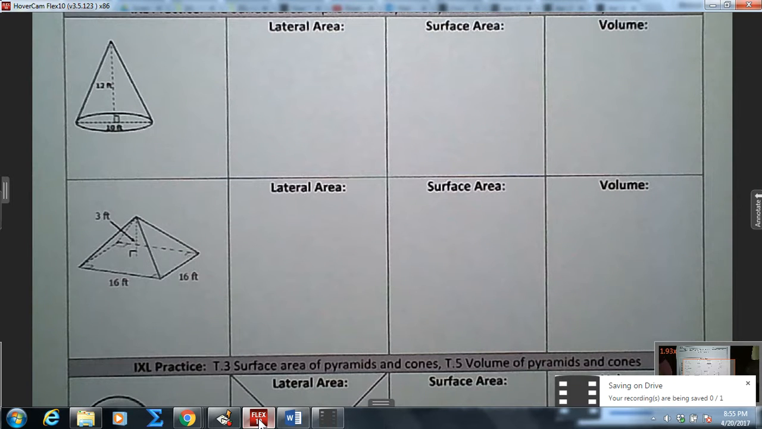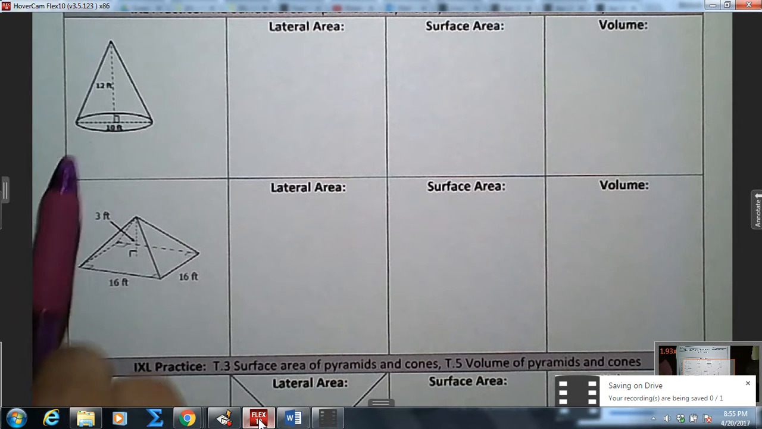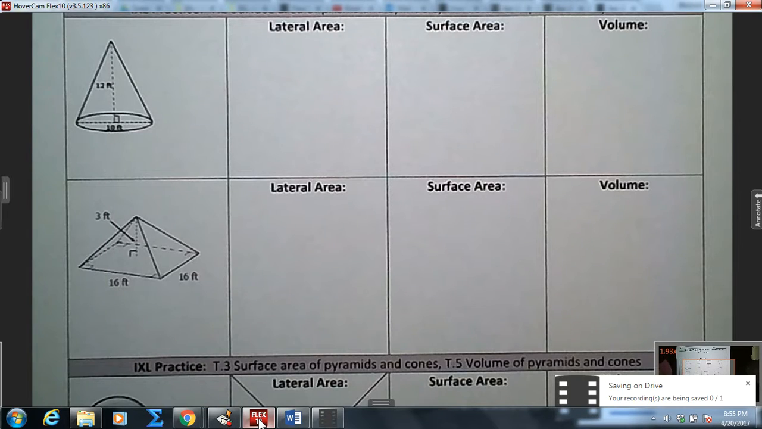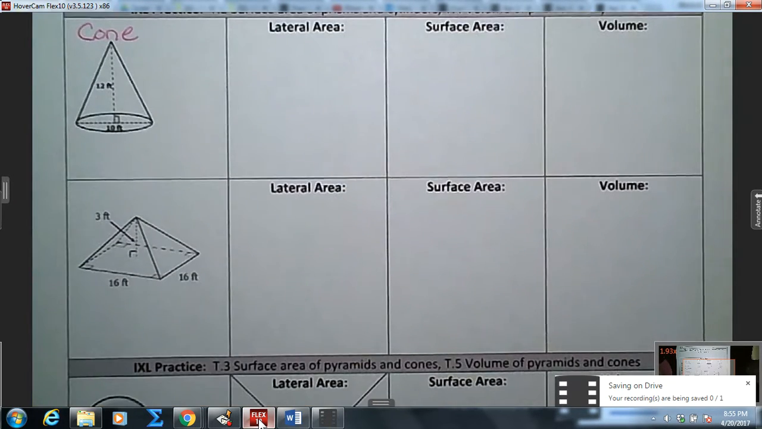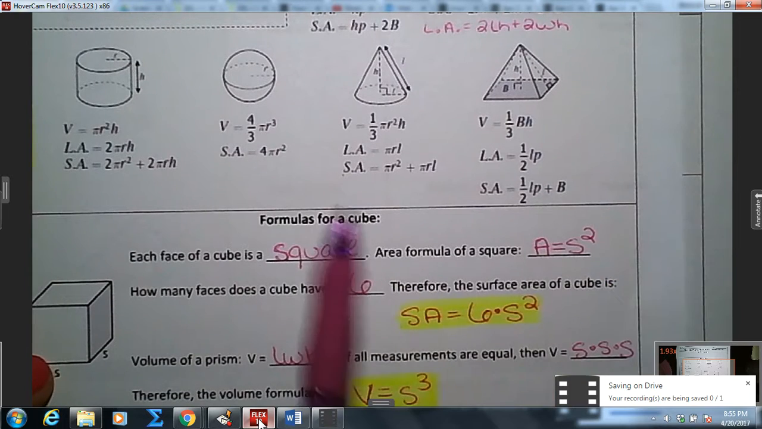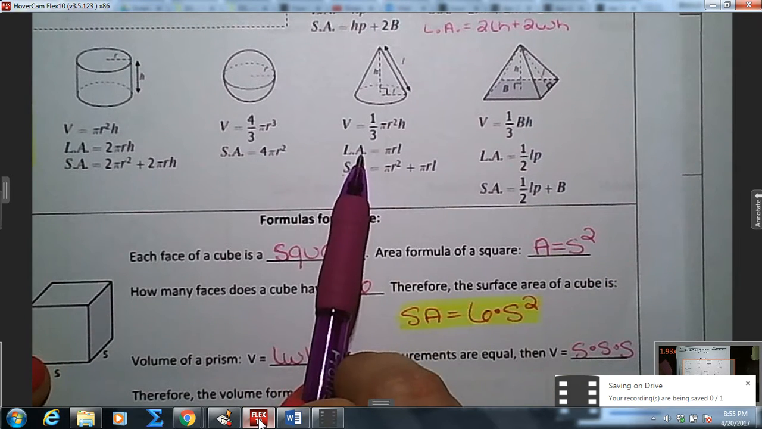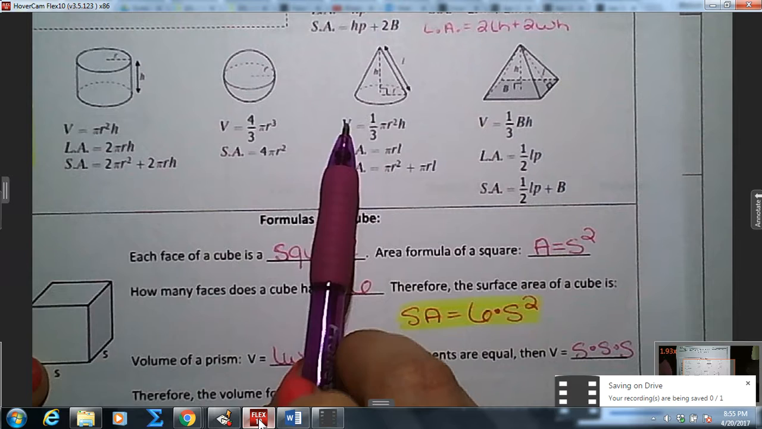Hello again, students. In this video, we'll be working on this figure known as a cone. We'll be finding the lateral area, surface area, and volume of the cone. Here on my formula sheet, I'm given all three formulas: lateral area, surface area, and volume.